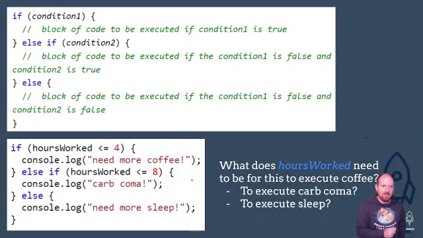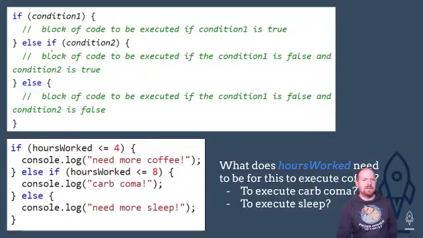Then we have the if, else if, else. You don't always have to have that else at the end. You could just do an if and else if. But the biggest difference here is if I am trying to branch into 3 different branches, this is exactly how I want to do it.